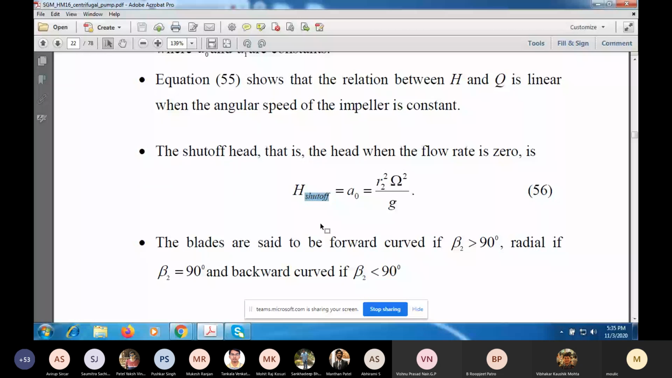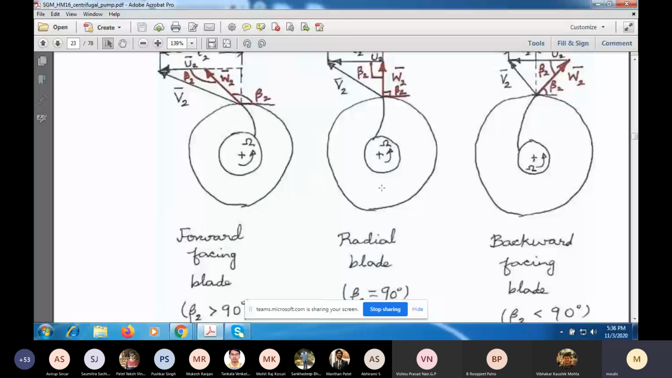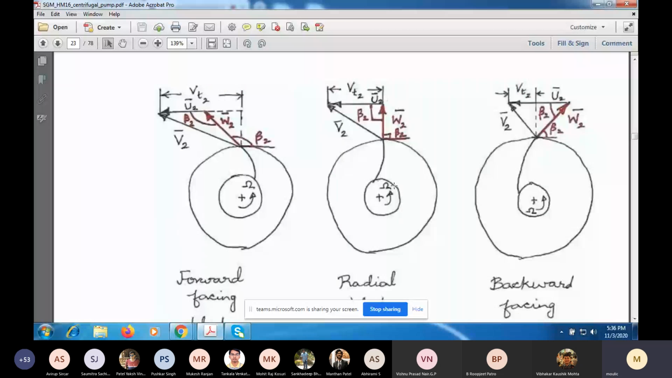Now, the blades could be curved in different directions. So I have three diagrams here. In all three cases, the impeller is rotating in the counterclockwise direction. The middle figure here, the blade is radial at the exit. So this is called a radial blade. And here, in all cases, I am drawing the velocity triangle at a point where the radial line is vertical.